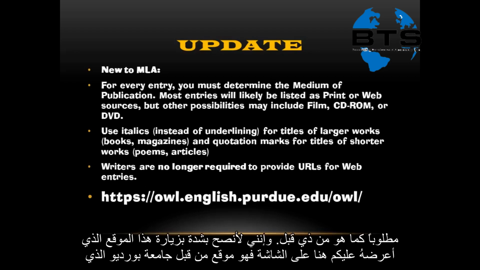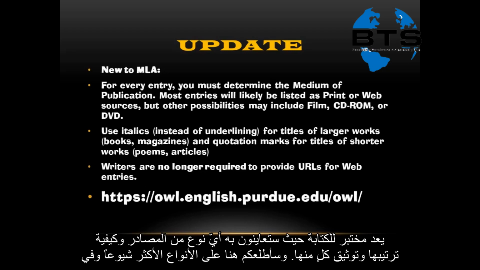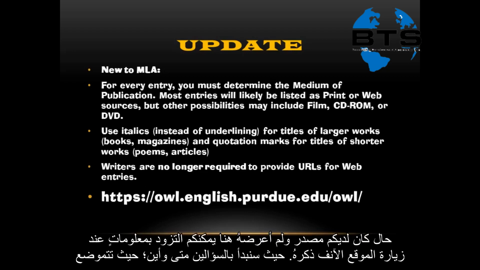So I really recommend that you go to this website I've shown you here. There's the link. It's by Purdue University. It's called the Online Writing Lab. And it basically lists every type of source you could ever need to cite. I'm going to show you the common ones, but if you have something that's not in the list that I'm going to give you, you can always go to this website.